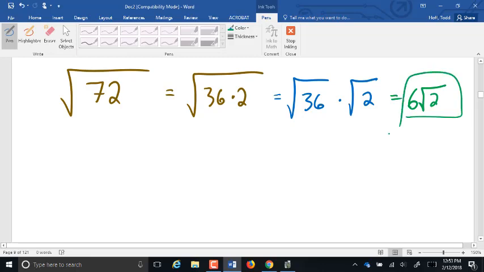What that does is allows you to keep it in what's called exact form. If you punched in the square root of 2, you get 1.404, and so on. Well, leaving it as 6 times the square root of 2, that is an exact answer that you can use later.